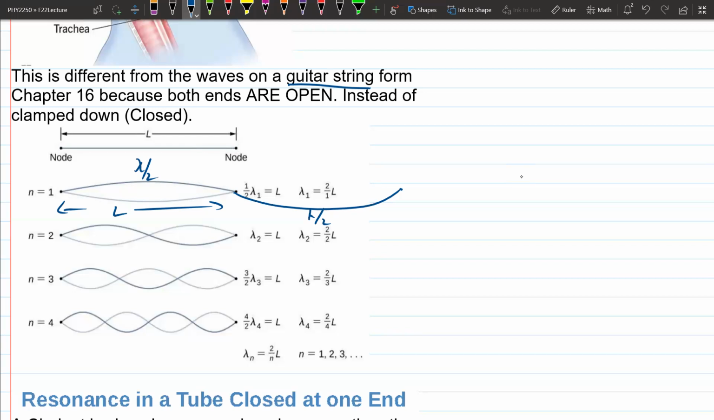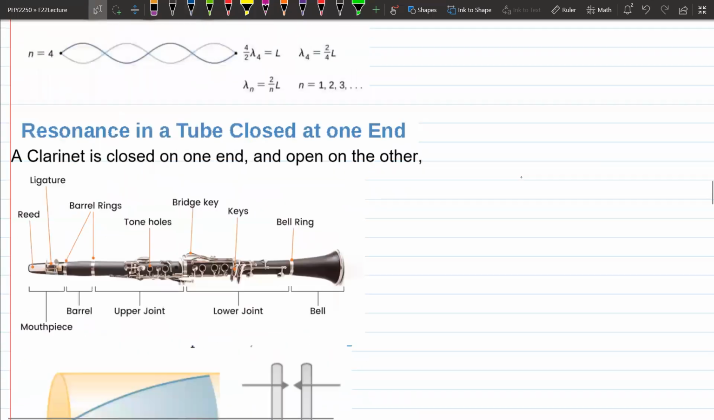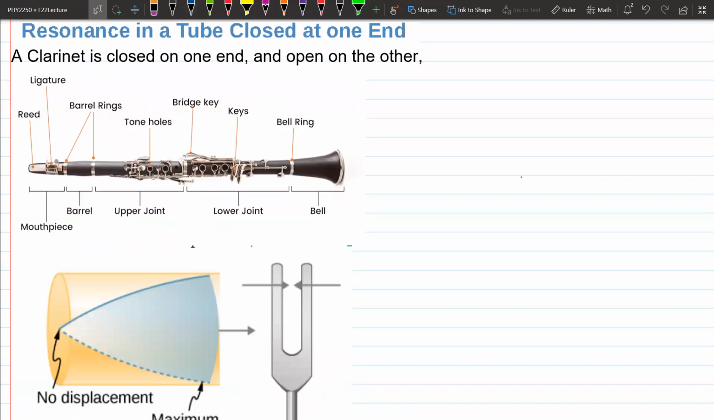So we can do a similar analysis with tubes that make sound. One type of tube that makes sound is a clarinet. Has anyone ever seen or played a clarinet? I think no one from the music department is here.